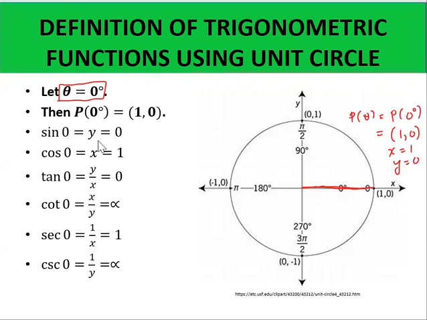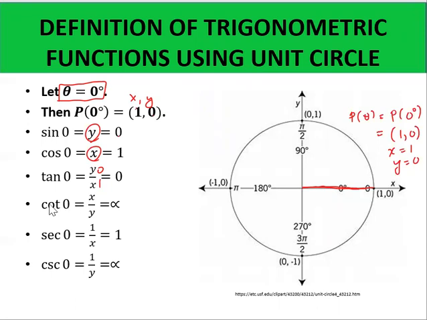So by definition, or using the definitions of the six trigonometric functions using the coordinates of the terminal point, sine of 0 is the y-coordinate of the terminal point, which is 0. Cosine 0 is the x-coordinate, which is 1. Tangent of 0 is y over x. So that's going to be 0 over 1, which is 0.